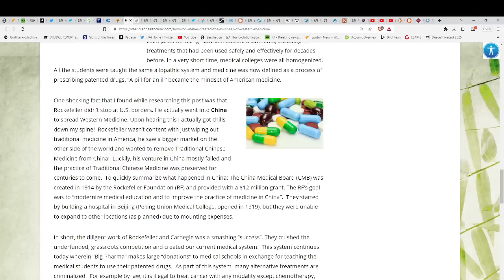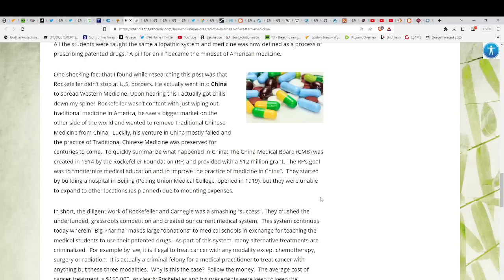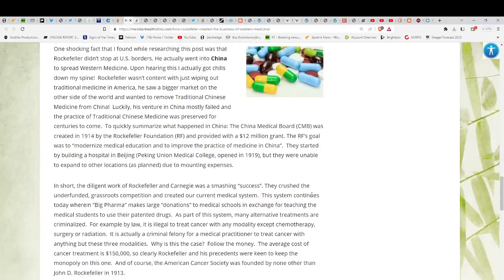To quickly summarize what happened in China, the China Medical Board was created in 1914 by the Rockefeller Foundation and provided with a $12 million grant. The RF's goal was to modernize medical education and improve the practice of medicine in China, started by building a hospital in Beijing. Peking Union Medical College opened in 1919, but they were unable to expand to other locations as planned due to mounting expenses.